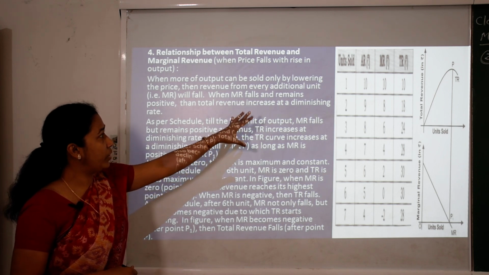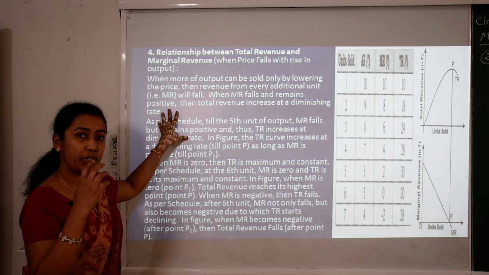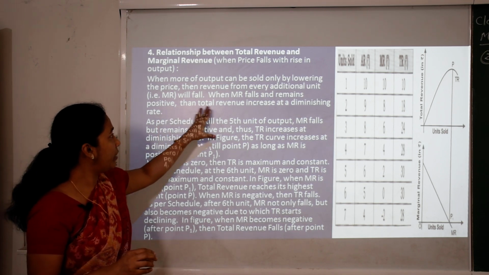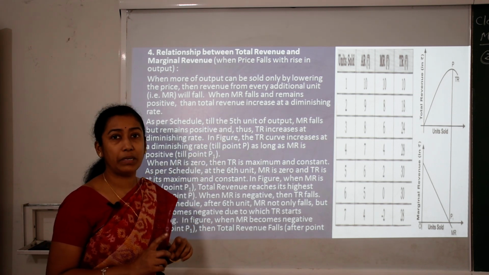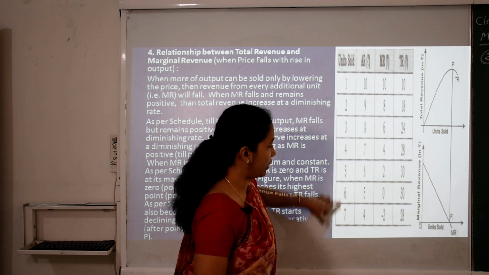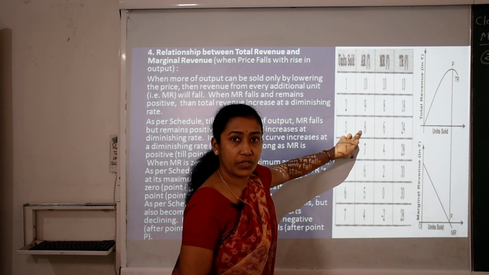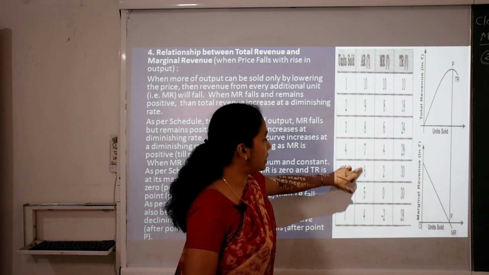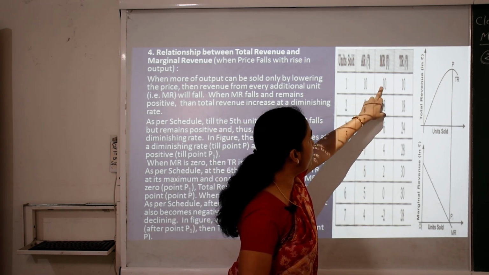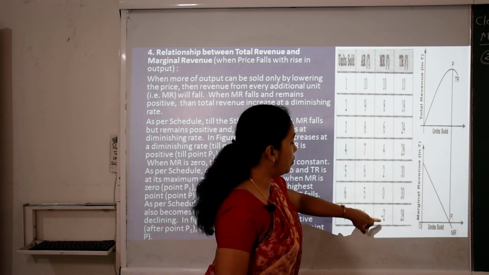So when marginal revenue falls and remains positive, that means marginal revenue is continuously falling but still remains positive, then total revenue will also increase but at a diminishing rate. Now here we can notice the units which we are selling one after the other. Average revenue, that is price, is falling: 10, 9, 8, 7, 6, 5 and 4. What we notice in marginal revenue is 10, 8, 6, 4, 2, 0 and -2.